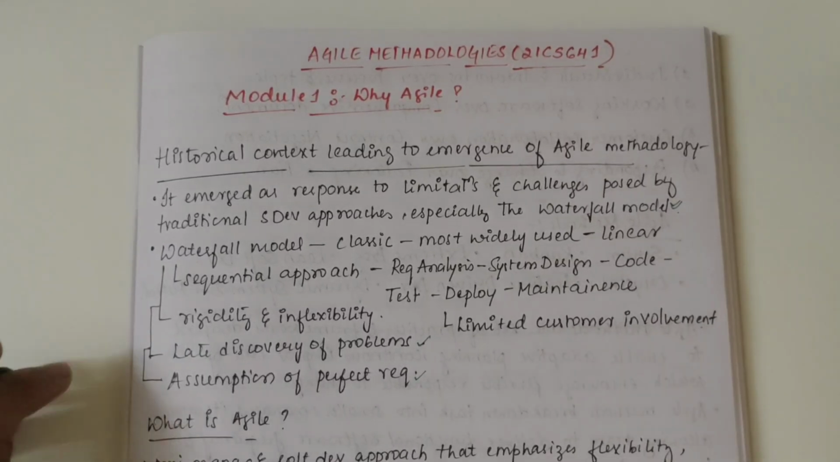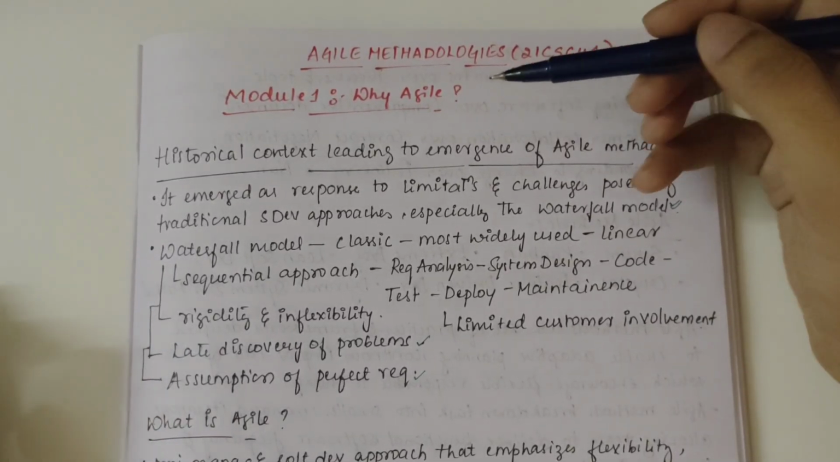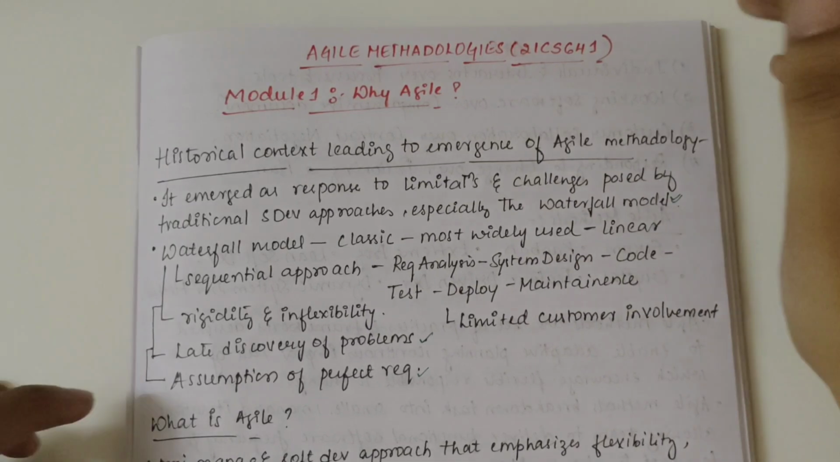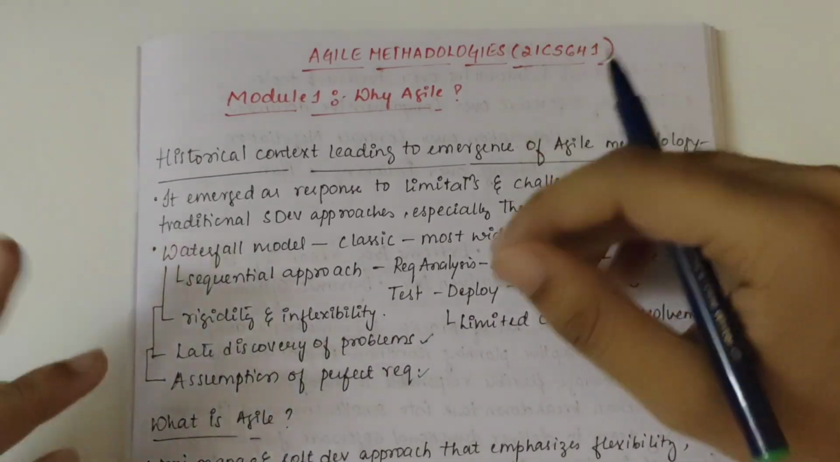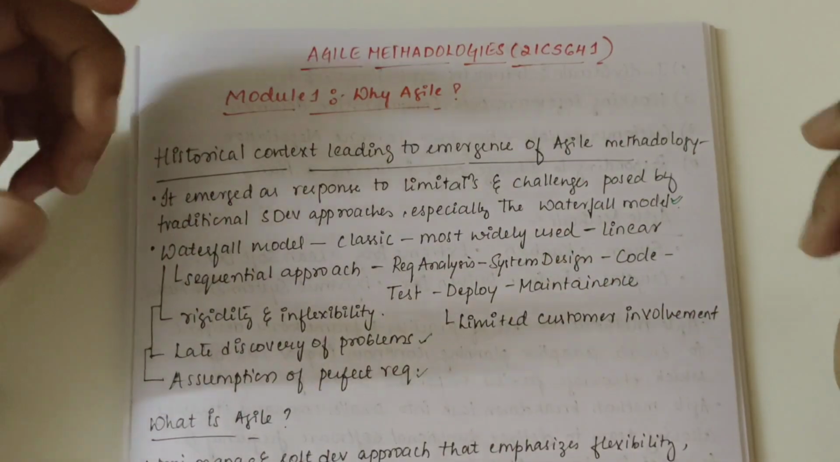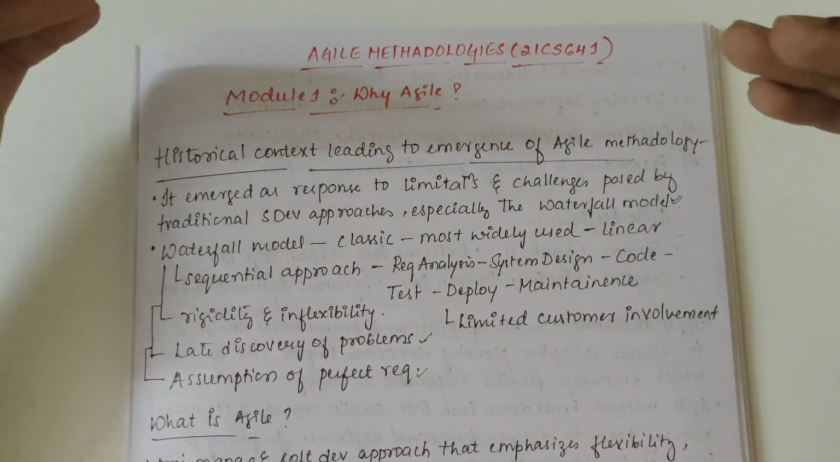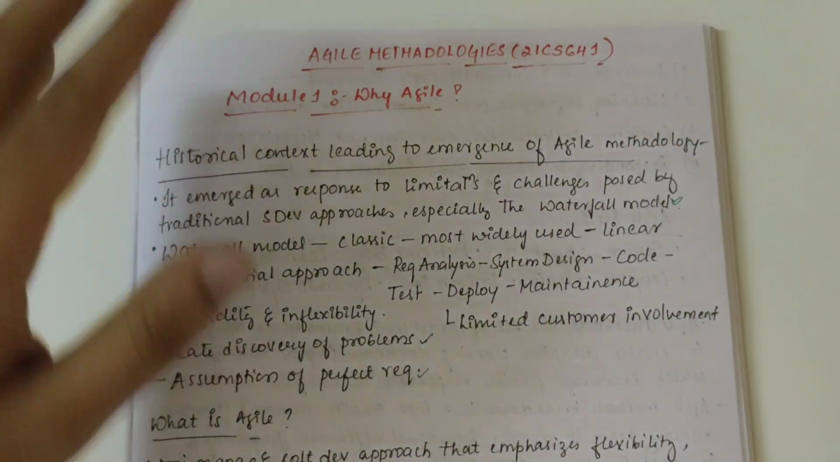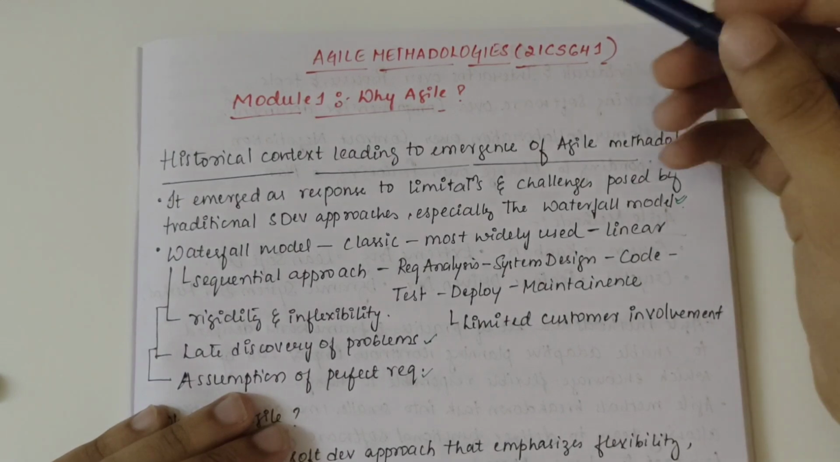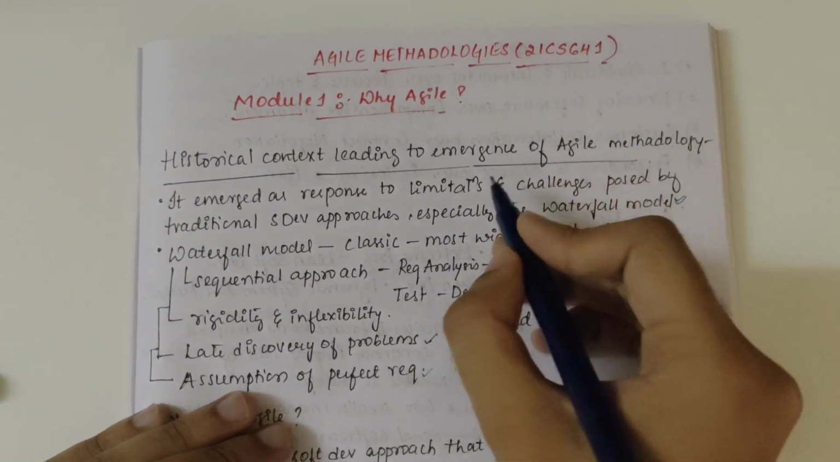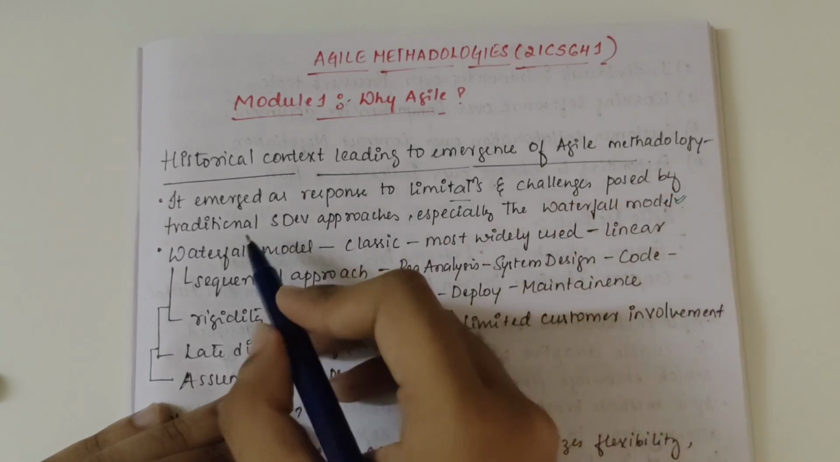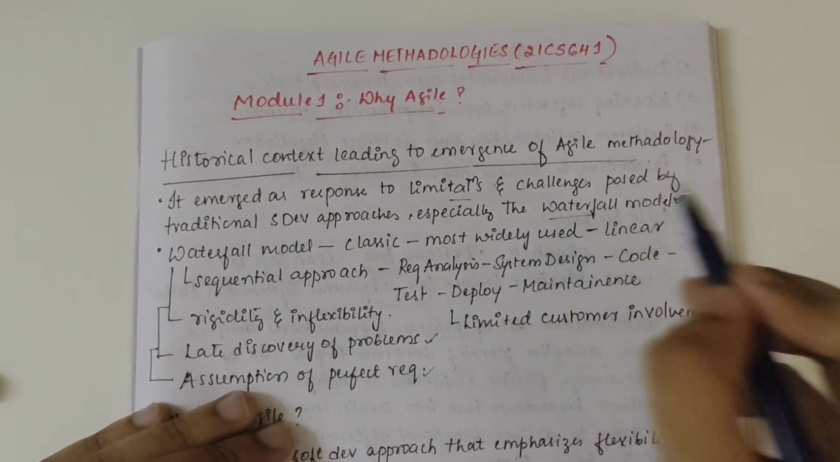In this video, we'll be looking into the important concepts of the first module, that is, the why of the Agile methodology subject. So before moving on to understanding the terminologies, what Agile is, and what the manifesto is, we should understand how it emerged, what were the causes for Agile to emerge in this particular industry. Starting from the historical context, it emerged as a response to the limitations and challenges posed by software development approaches, especially the waterfall method.